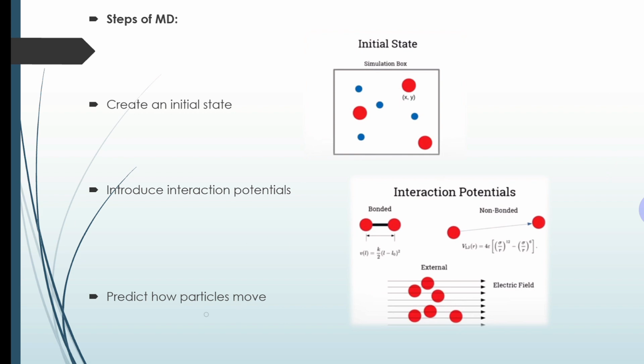Moving to the last step, we calculate Newton's equations of motion, and this can be done by multiple algorithms, to predict how particles move. All in all, the simulation process requires determining the positions, speeds, and forces of every particle in the system at every moment in time. By repeating this process numerous times, researchers can observe how the system progresses over time and gain valuable insights into its behavior.